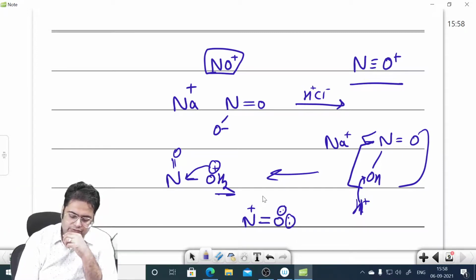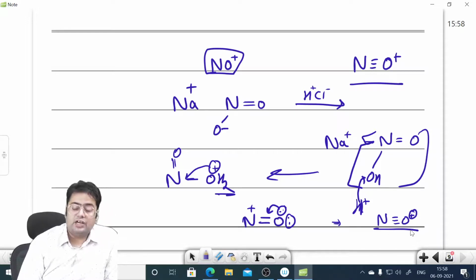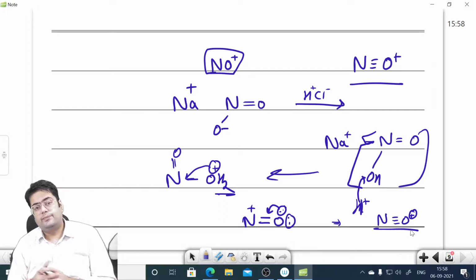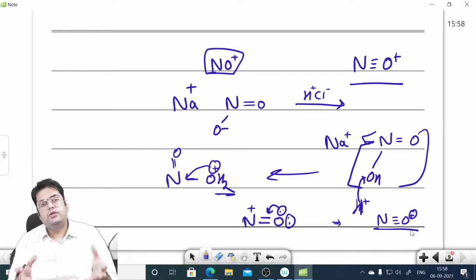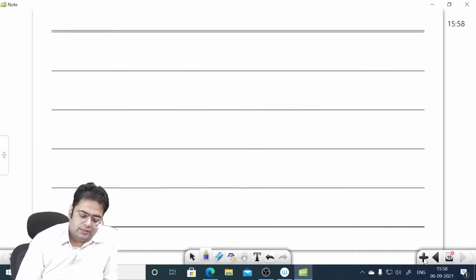The oxygen which is double bonded with nitrogen also has two lone pairs. So it will donate one of its lone pairs so that nitrogen will get rid of this positive charge, but in the process it will acquire a positive charge, which makes this whole species pretty unstable. So now we have this NO plus.